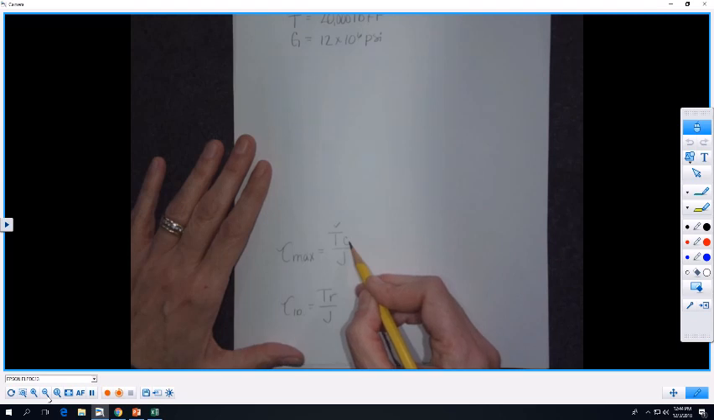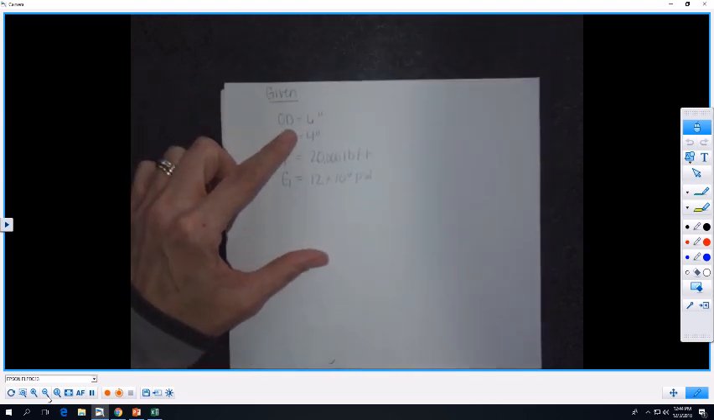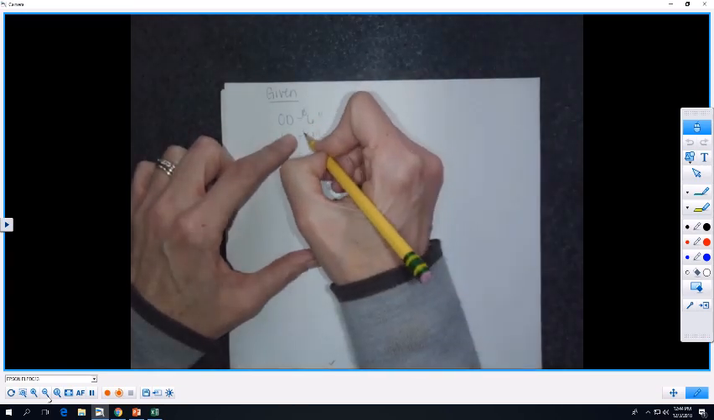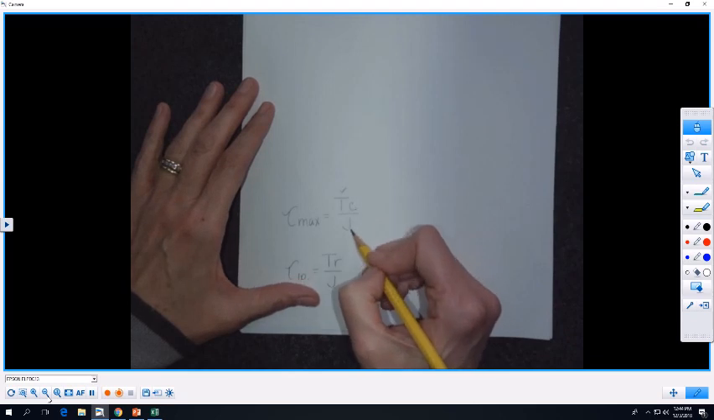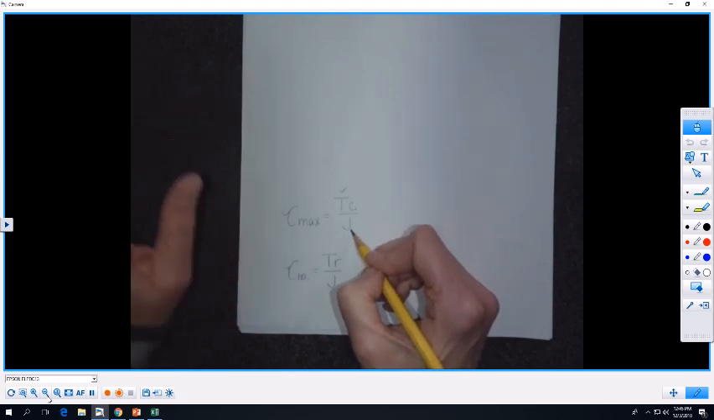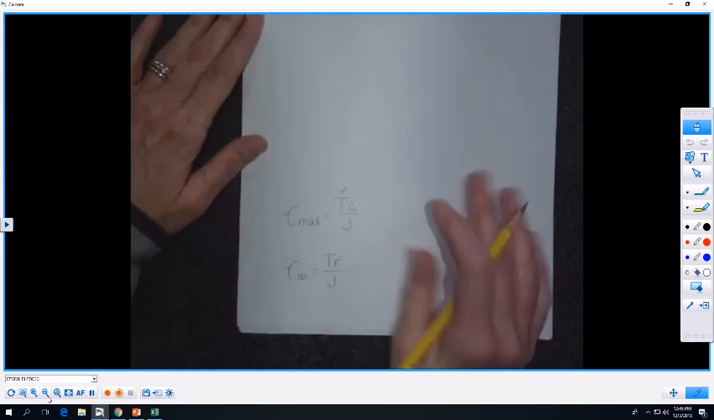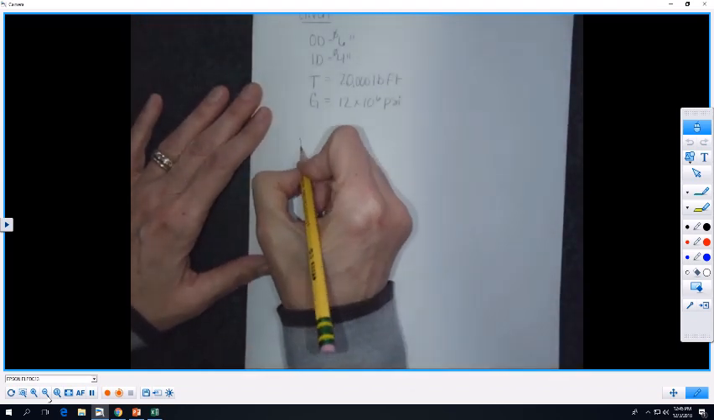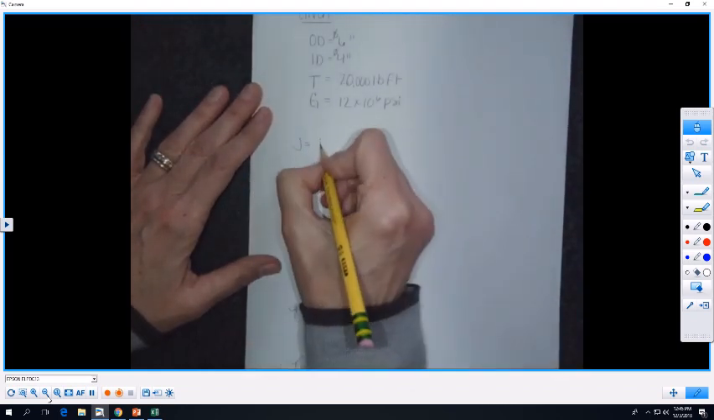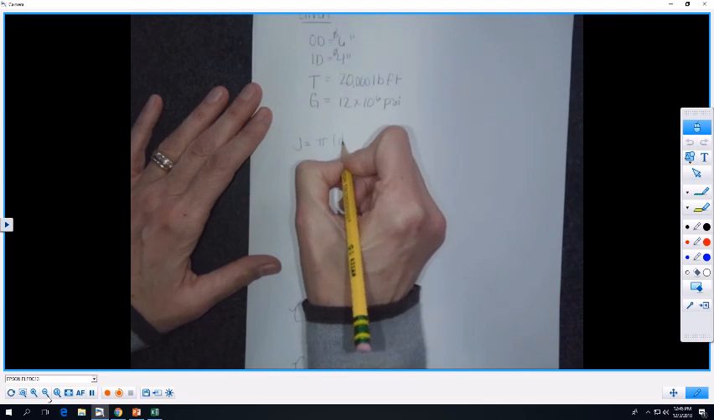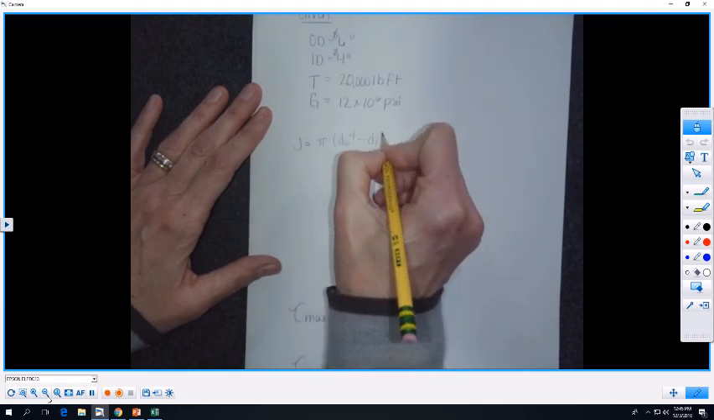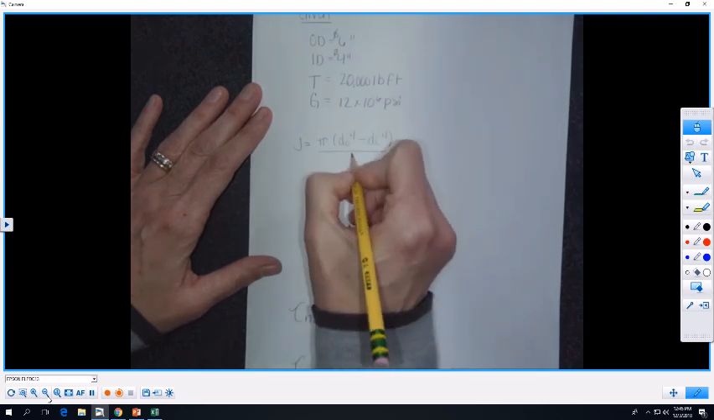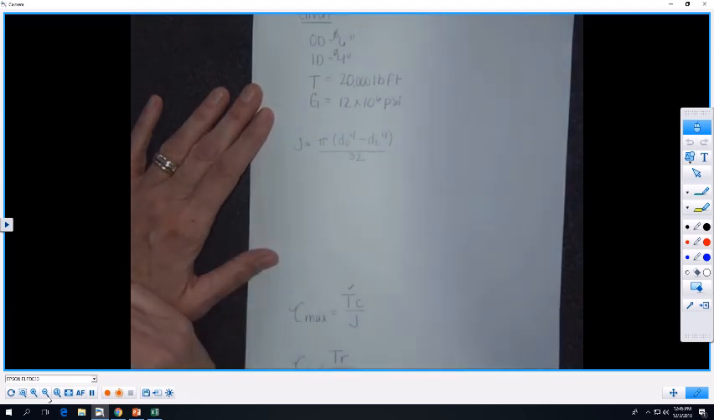The C I can calculate from half of 6. This is the diameter, that's OD, so that's a diameter for each one. So the radius, or the C, is going to be 3. And my J I need to calculate based on my J equation. So J is equal to pi times the OD to the 4th power minus the ID to the 4th power, divided by 32.